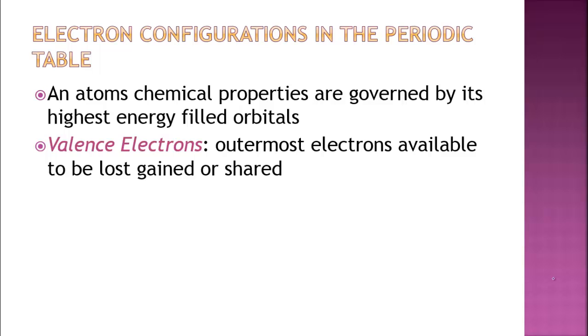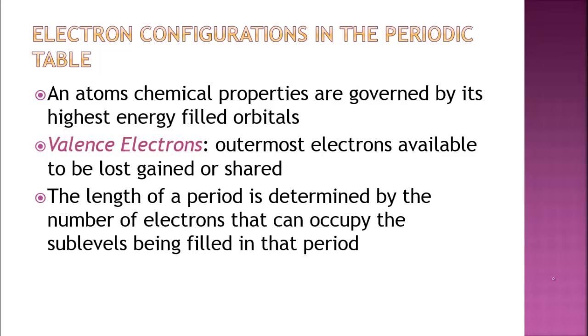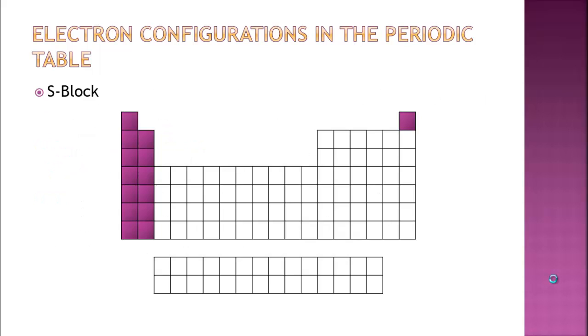What you're going to notice on the periodic table is that the length of a period, remember the periods run horizontal, is going to be determined by the number of electrons that can occupy the sublevels being filled in that period. So that's a lot of words right now, but once we look at the periodic table, we're going to see how it's laid out and how this statement makes much more sense. So let's look at a periodic table.